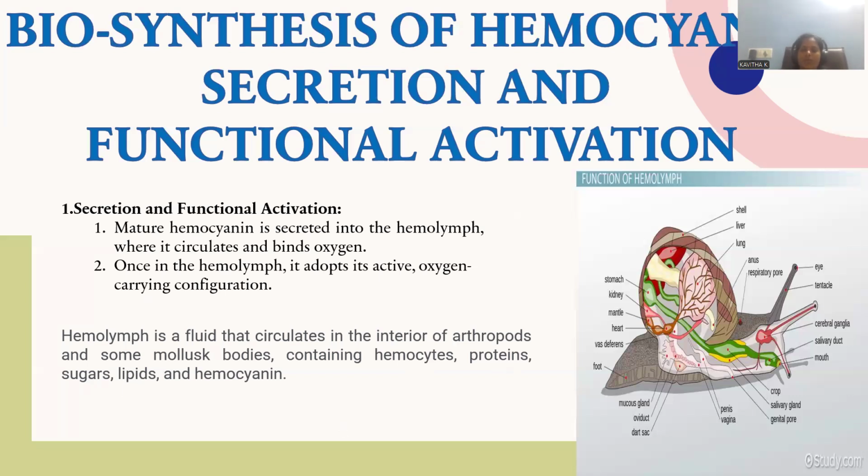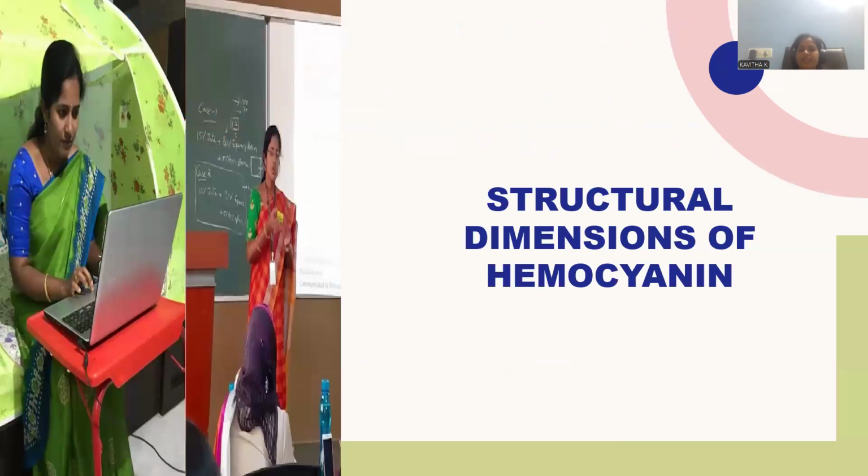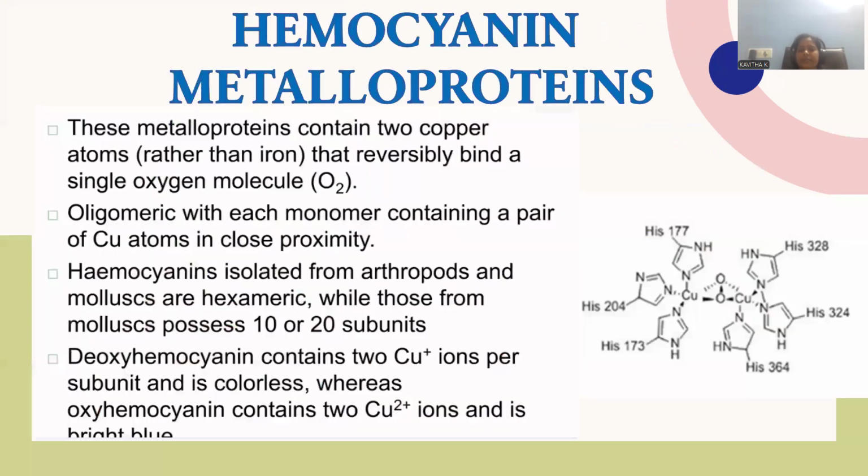They are also part of the hemolymph composition, and hemocyanin is the pigment imparting the blue coloration and binding with oxygen, giving rise to oxygen transportation. This is the way secretion followed by transportation is accomplished by hemocyanin. Now, let me enter into the structural dimensions of hemocyanin, how its structure is exhibited.